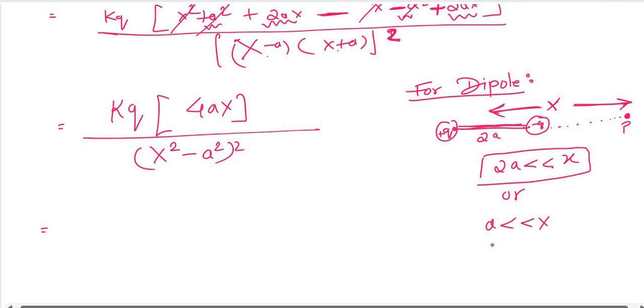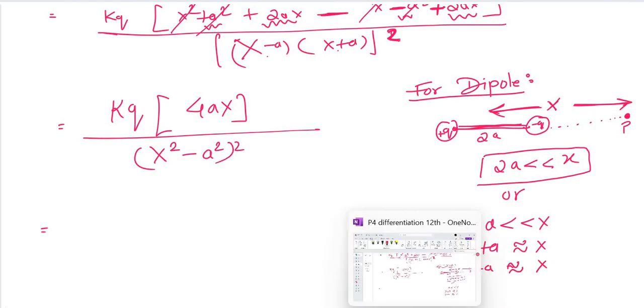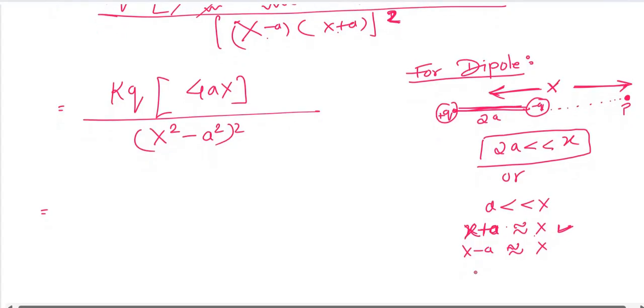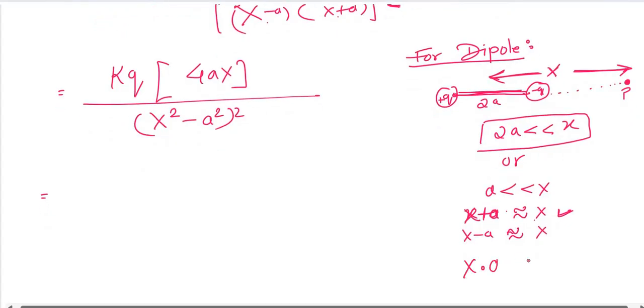Correct? If I say x plus a, can I write it is almost x only? Or if I say x minus a, it is almost x only. When we are adding a very tiny quantity to a big quantity, it becomes x only. But remember, if I say x into a, that we cannot say x. Why? Because in a product, if you multiply a big quantity with a small quantity, then the quantity changes. Then we cannot ignore small numbers. So only in addition or subtraction we can ignore.